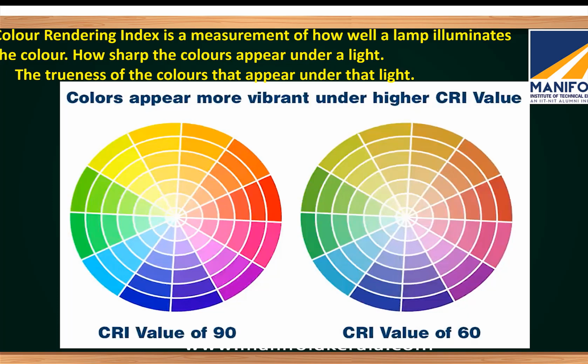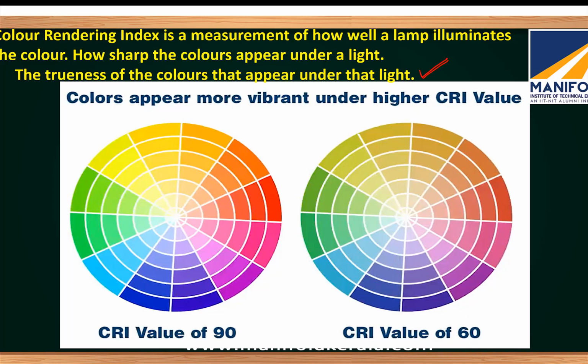Next, let us understand a few terms. The first term is color rendering index, CRI. Color rendering index is a measurement of how well a lamp illuminates color, or how sharp the colors appear under a light. If a light is able to make the colors visible true to their colors, then the CRI value is 100%. If the light is not able to make your eyes see the colors accurately, then the CRI value is less. So the trueness of colors that appear under a particular light is the CRI measurement.